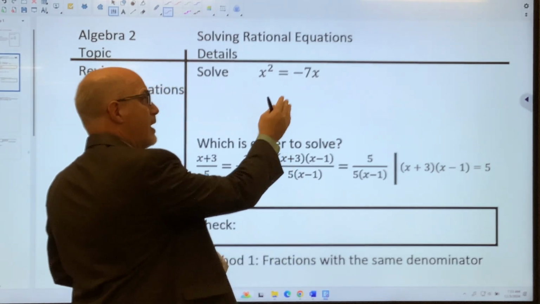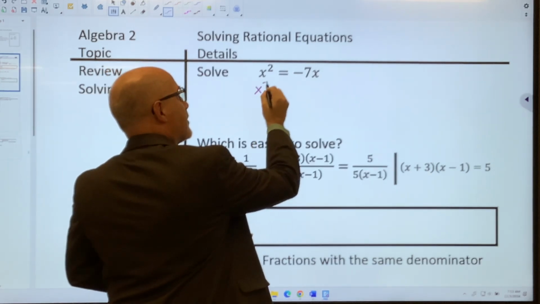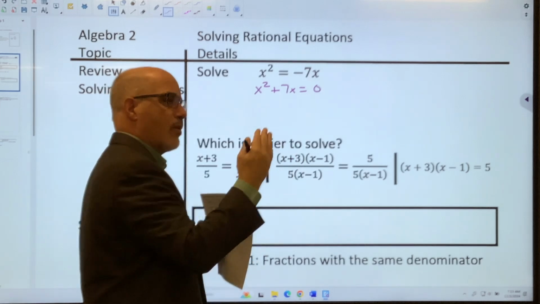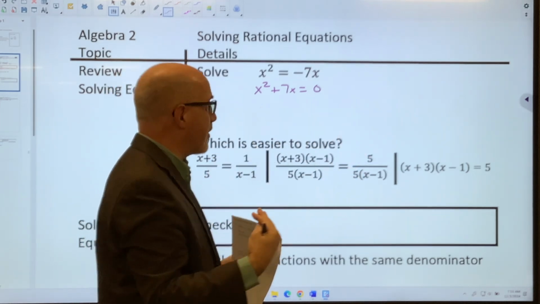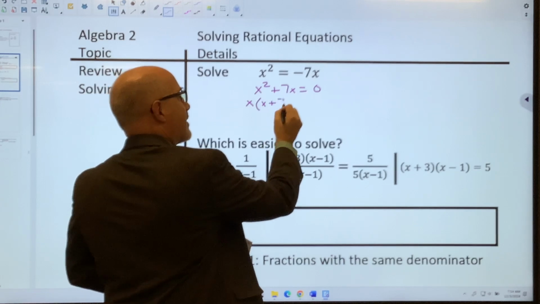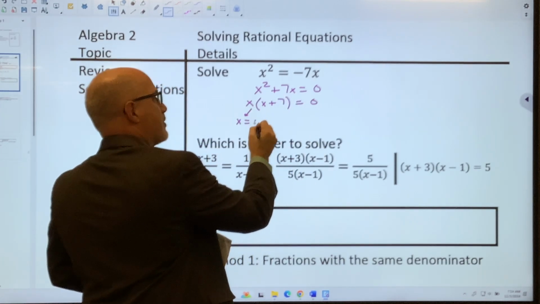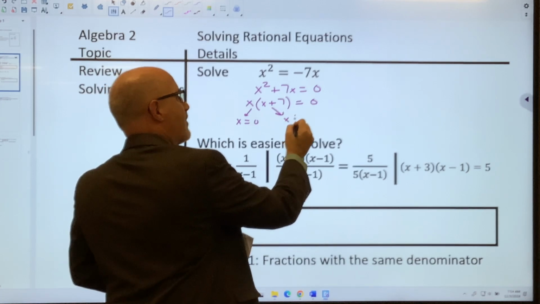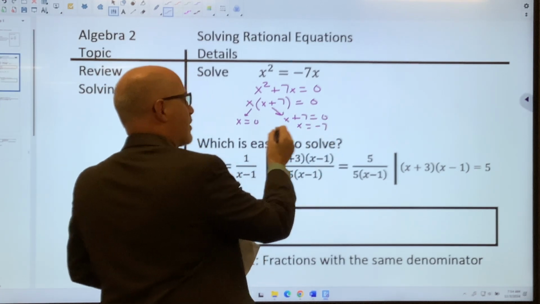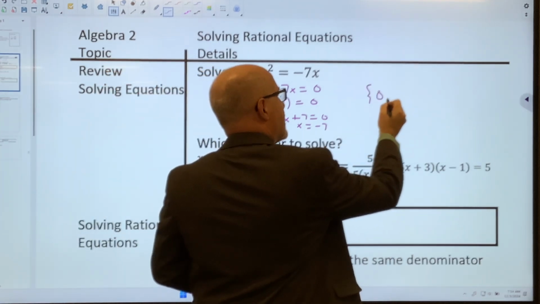On an equation like this, remember you want to get 0 on one side. So we're going to add 7x to both sides. Remember, what you do to one side of the equation, you have to do to the other. Then we're going to factor out the x and set each factor equal to 0. x equals 0, x plus 7 equals 0, and so x equals -7. So our two answers are 0 and -7 for a solution.